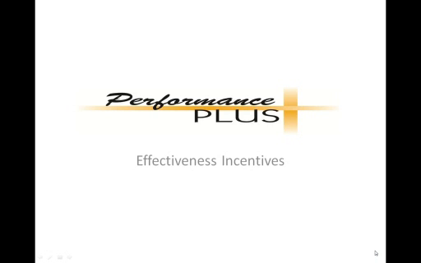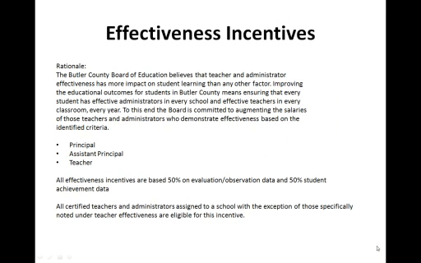In this webinar, we're going to look at the effectiveness incentives available through Performance Plus. There are three effectiveness incentives: principal effectiveness, assistant principal effectiveness, and teacher effectiveness. All effectiveness incentives are based 50% on evaluation observation data and 50% on student achievement data. This is a requirement of the grant.